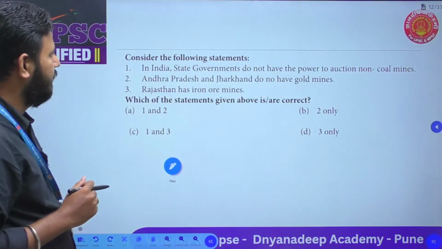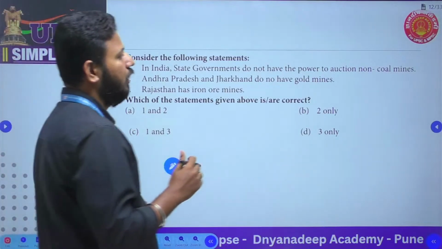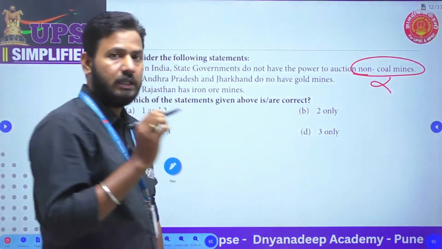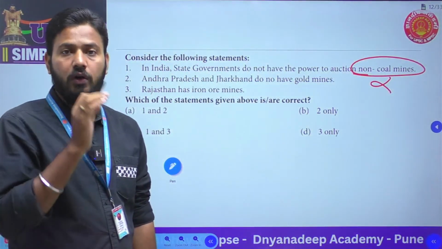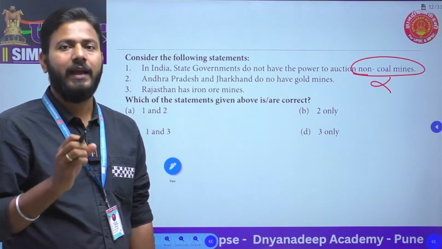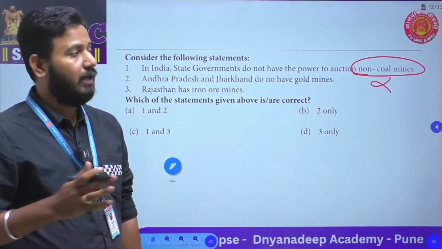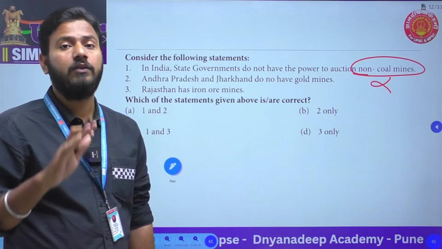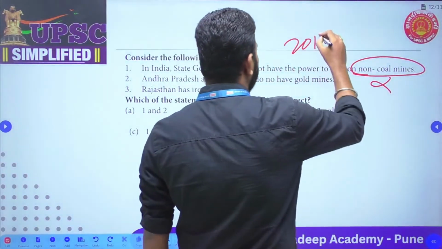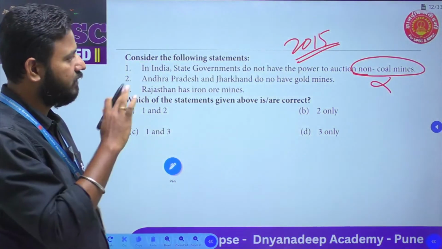Then next question. In India, the state governments do not have the power to auction non-coal mines. Now this statement is incorrect. The state governments do have the right to auction non-coal mines. They do not have the right to auction the coal mines and atomic mineral mines, or lignite. The other kinds of mines can be auctioned by the state government. This amendment was made in the Mines and Minerals Amendment Act 2015. So the first statement is incorrect.